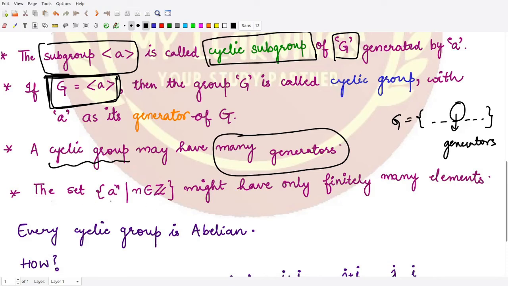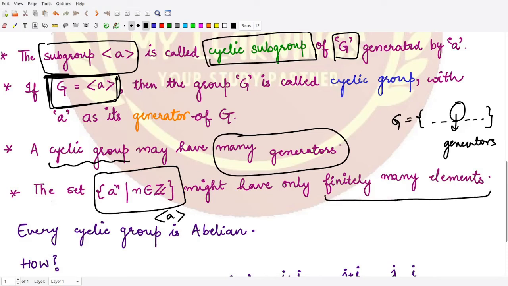Moreover, a set of this kind, that means a cyclic subgroup of the group G, can have only finitely many elements within it. Why? Because after a certain time it follows a cycle. So after certain elements, the values get repeated, and therefore it forms a complete cycle, right? This is another point.